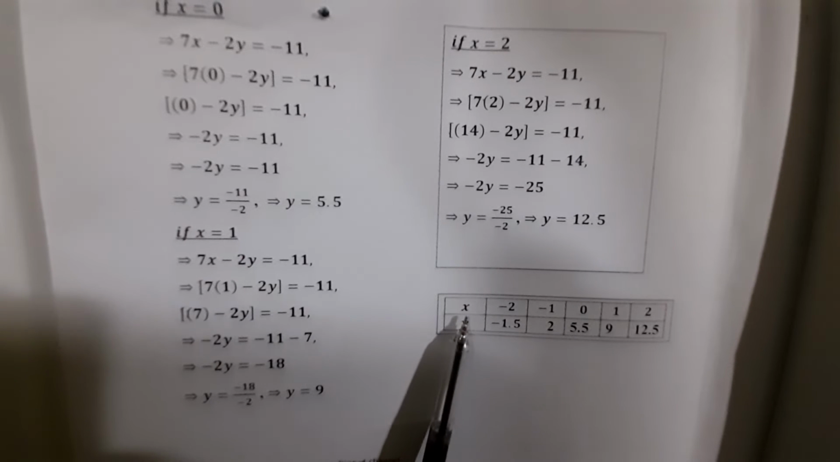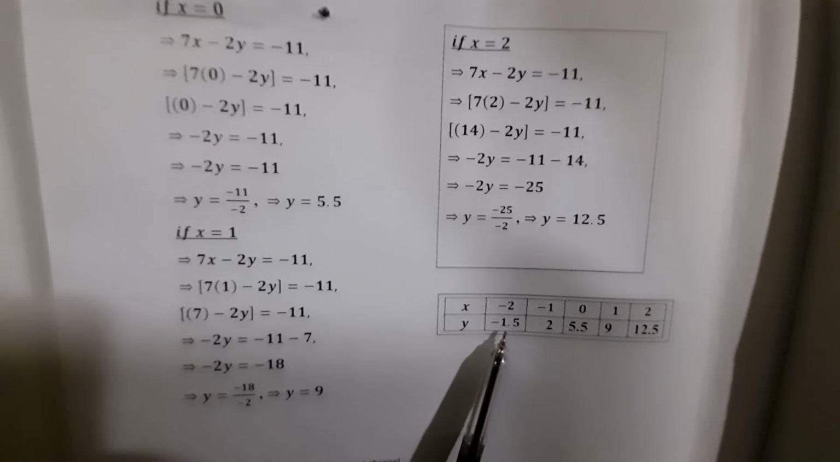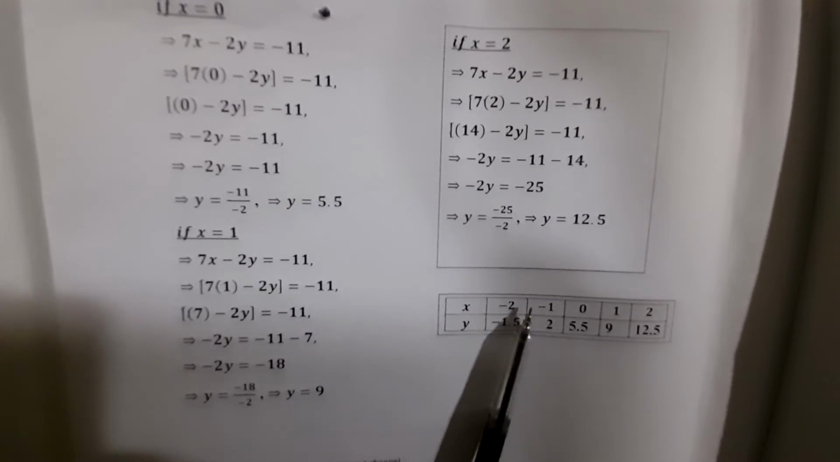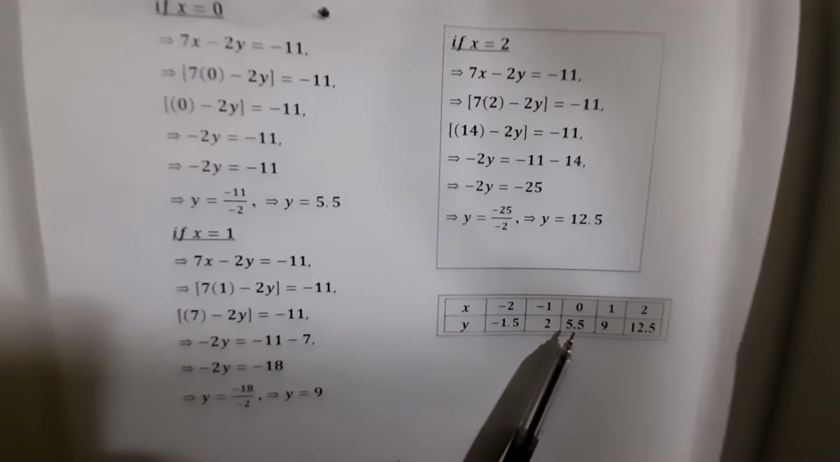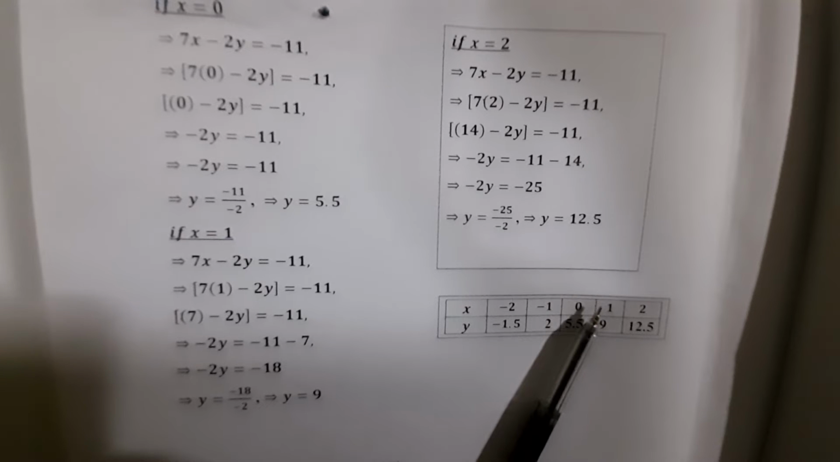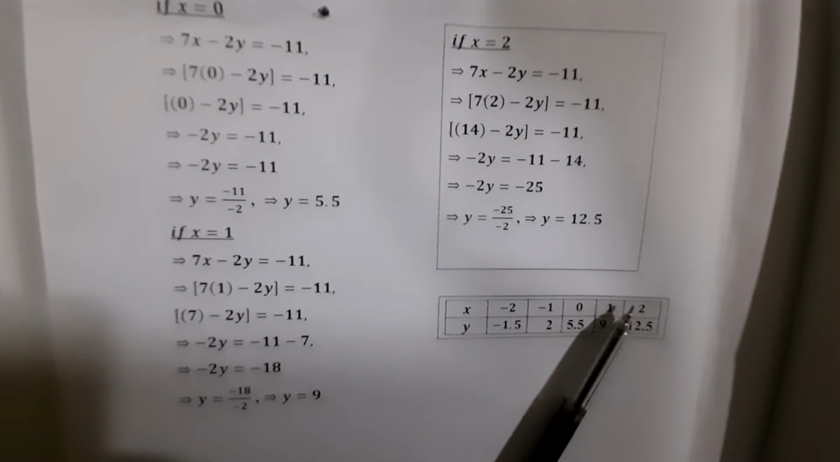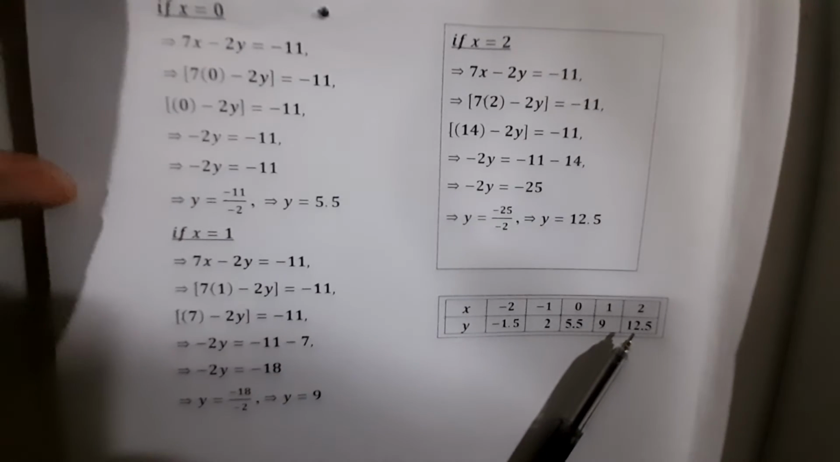So the table is: when x was minus 2, y was minus 1.5, and when x was minus 1, y was 2, when x was 0, y was 5.5, when x was 1, y was 9, and when x was 2, y was 12.5.